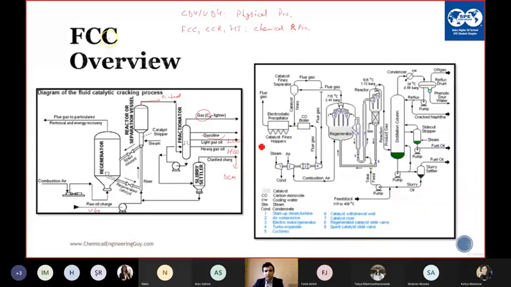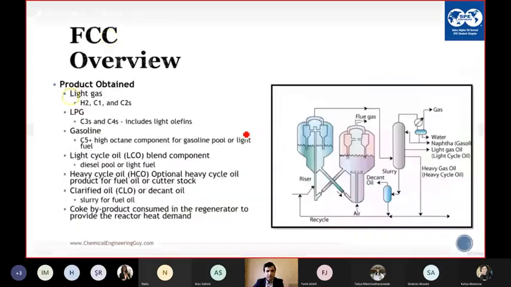So reactor, regenerator, stabilizing or fractionation column. And the products: the light gases, C1, C2, and H2, LPG, C3, C4, gasoline, C5, light cycle oil, which is also diesel, heavy cycle oil sent to DCU, that's the heavier fraction, clarified oil or decant oil or slurry. Both are sent to DCU to produce coke.